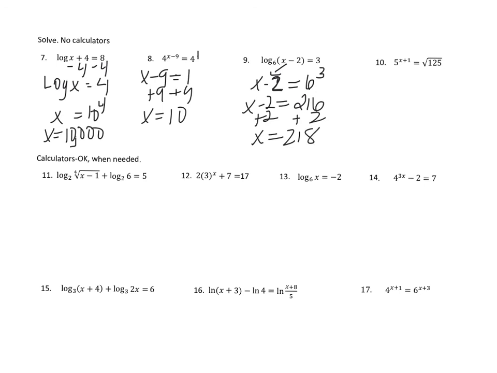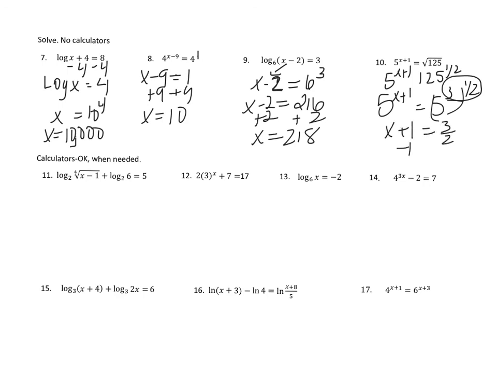And number 10, 5 to the x plus 1 equals the square root of 125. That's 125 to the 1/2 power. 5 to the x plus 1. I can still write that as 5 cubed to the 1/2 power. So multiply my exponents, and x plus 1 must equal 3/2. Subtract 1, and x is 1/2.